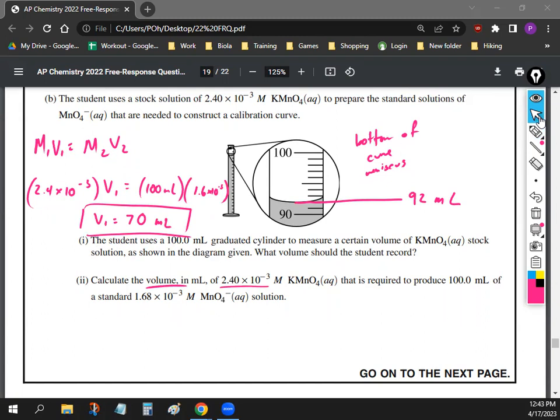I'll leave this up here, and it's recording, so don't worry. Yes, that works too. There are other ways to do it, like with moles, and feel free to do that. But I think for dilutions, this is probably the easiest.